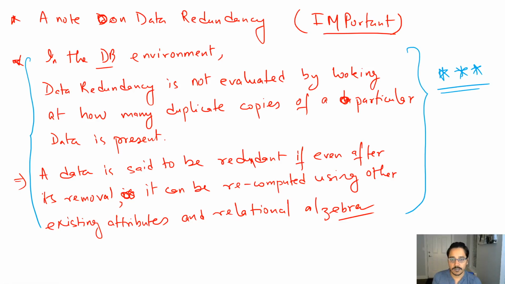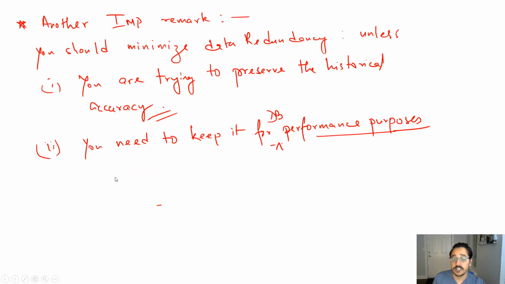But if you're in the database environment, there is a more rigorous test for data redundancy, and that is to see that if you remove the data, can you generate that data back again by using the other existing attributes and taking the aid of different relational algebra operations. If you can do so, then that is redundant. Now, whether or not you should keep it depends on the type of design that you're trying to generate, which could be in the form of maintaining historical accuracy of data, or if you need to retain it for performance perspectives. And we will discuss this in detail later on. Okay?